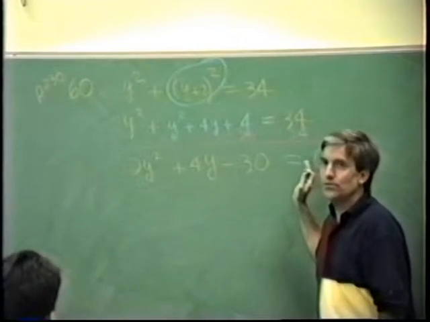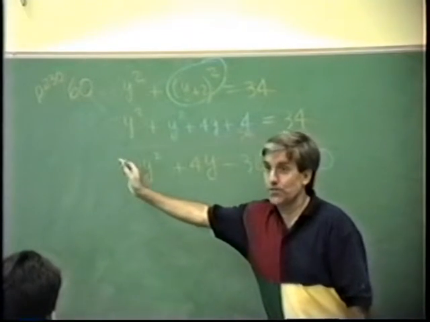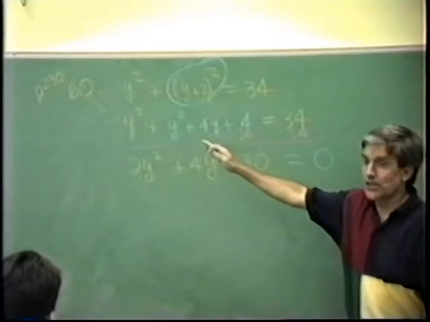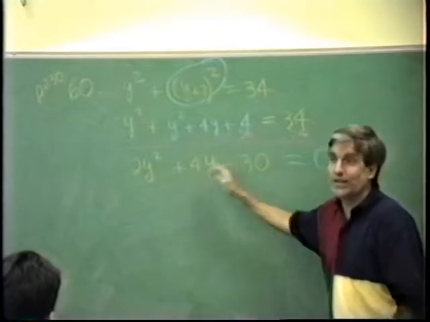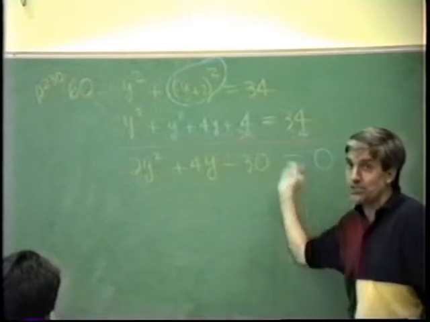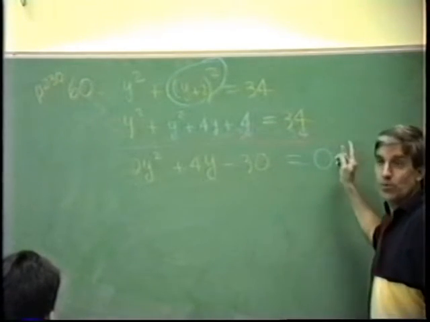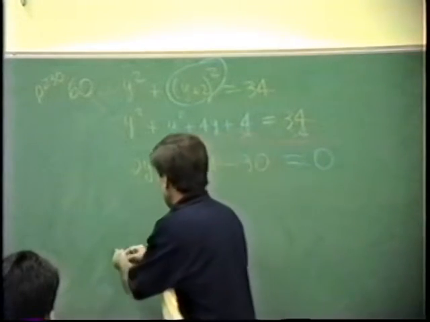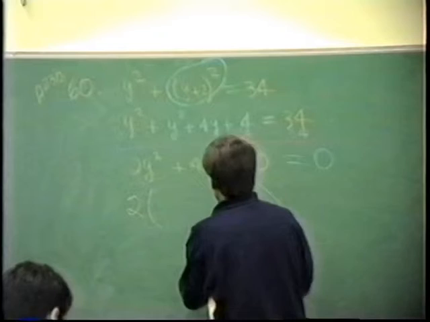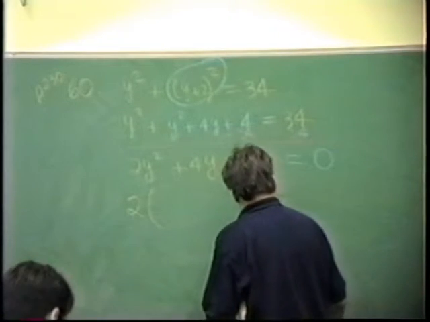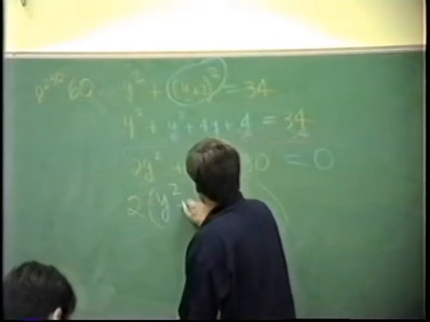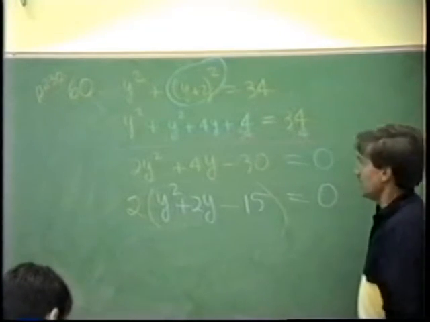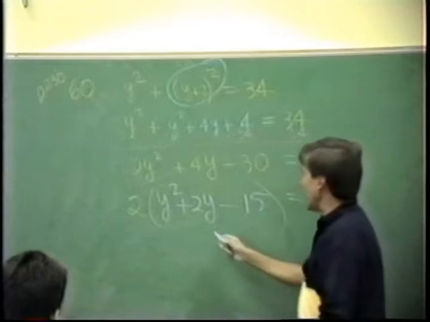Take out 2, the 2 first. Don't start with 2 sets of parentheses. Take out the 2 first. By the way, if you want to start off with 2y times y, that'll work, but it'll be a lot easier if you take out the 2 first. Remember, always first step in a factoring problem is take out the common factor. So we'll take out a 2, and what's left? Y squared plus 2y minus 15 equals 0. And now we'll factor it some more.